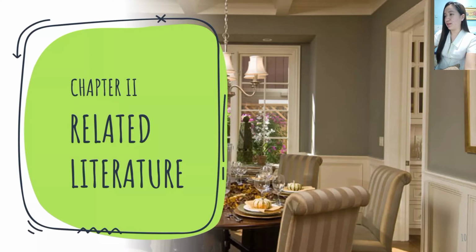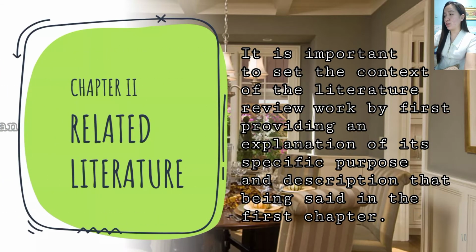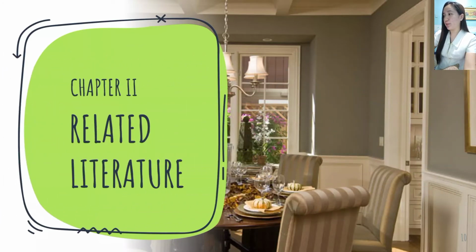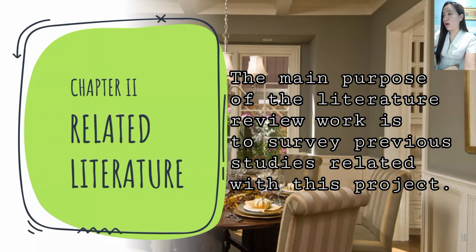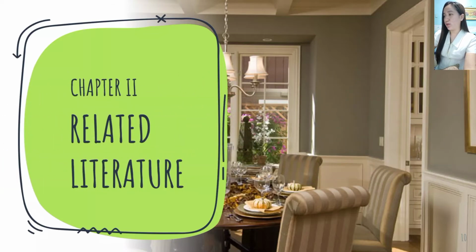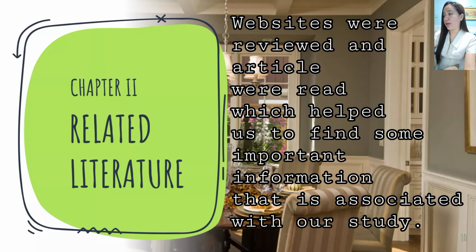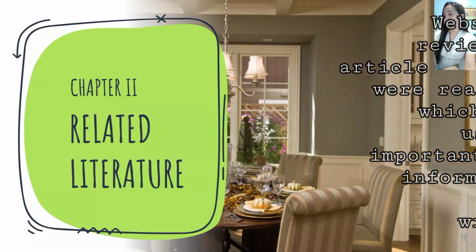It is important to set the context of the literature review work by first providing an explanation of its specific purpose and description, as stated in the first chapter. The main purpose of the literature review is to survey previous studies related to this project. Websites were reviewed and articles were read, which helped us to find some important information that is associated with our study.